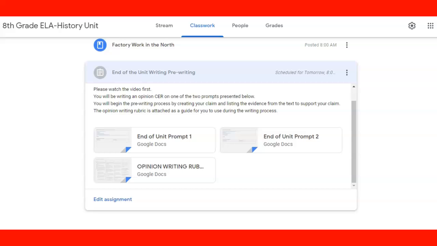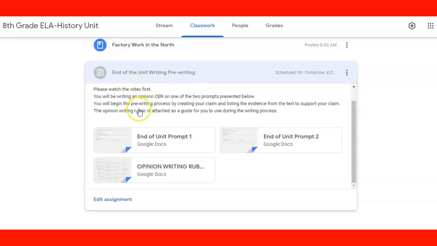Hey everyone, so we are going to begin at the end of the unit project for our first unit in distance learning. And with that said, I'm going to go over the materials for the end of the unit writing project, beginning with our day one of a pre-writing day. So when you click in your classwork tab, you will see end of the unit pre-writing.